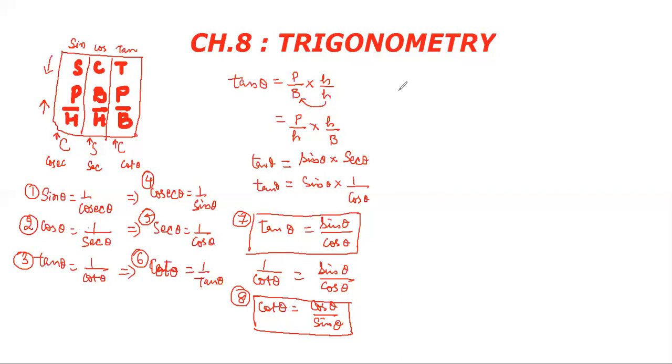Now, let's learn the values of these 6 trigonometric ratios at 5 very important angles. Those important 5 angles are 0 degree, 30 degree, 45 degree, 60 degree, and 90 degree.